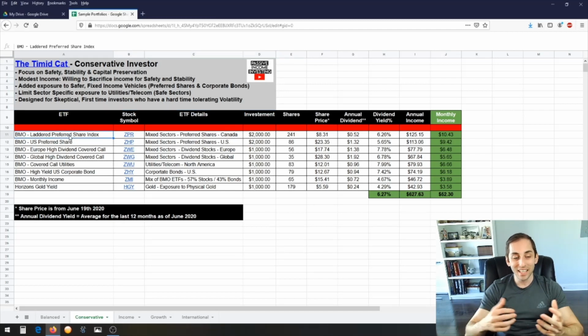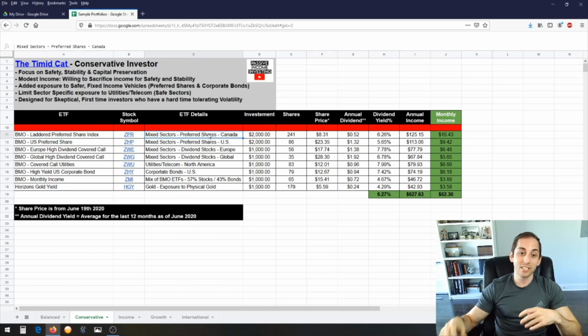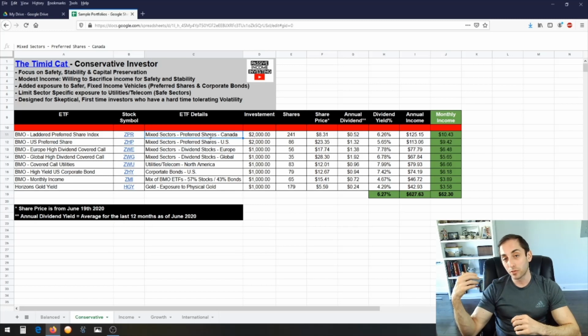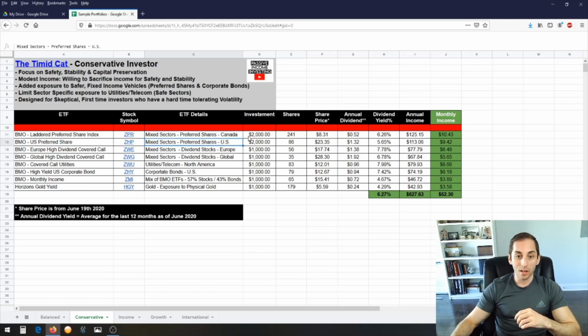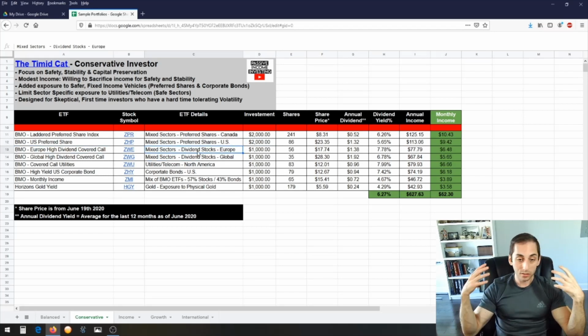So looking at the ETFs, the first two will have your Canadian and US exposure, except as opposed to ZWC and ZWS, it's ZPR and ZHP, because we are getting preferred shares only. So preferred shares are considered fixed income. They're a lot safer than the common shares. So that's why you have here 20% or $2,000 in your Canadian preferred shares ETF, and the same thing in the US. So after that, we're giving you exposure to Europe and global as well, because we need to have some international or non-North American exposure in there.